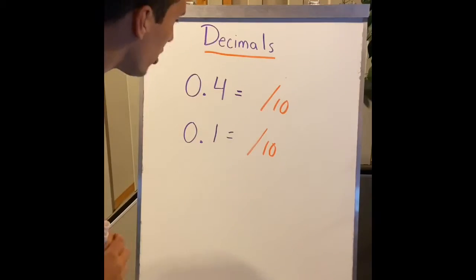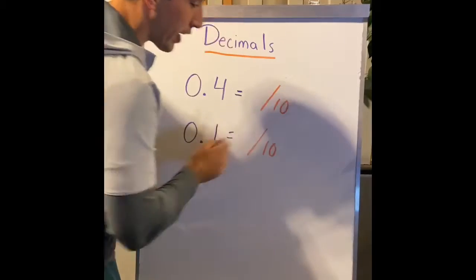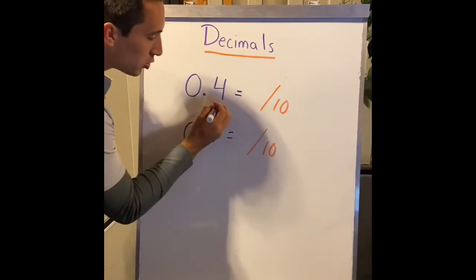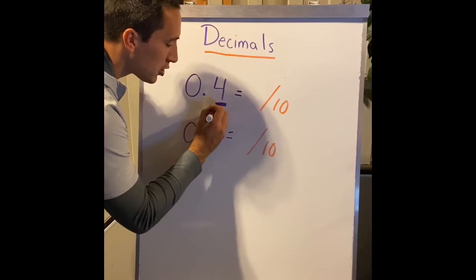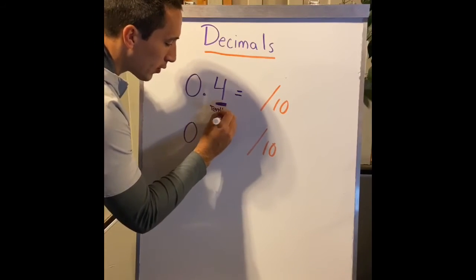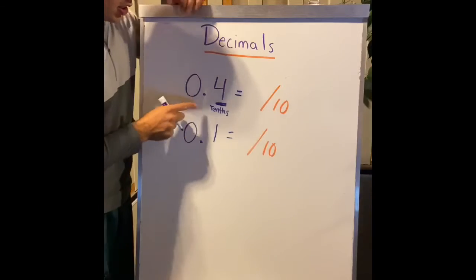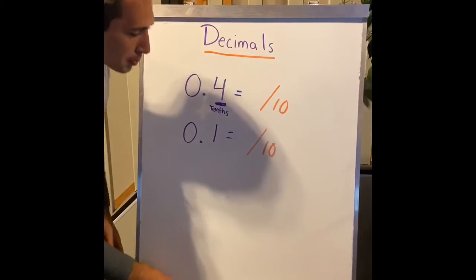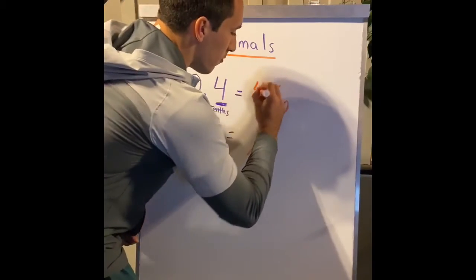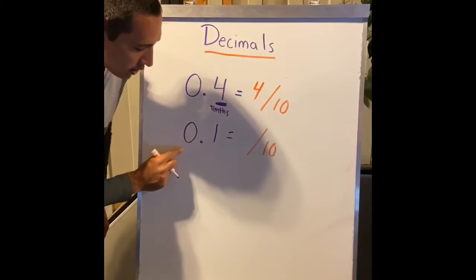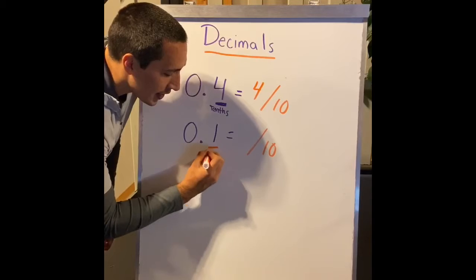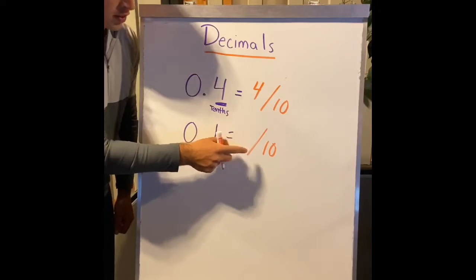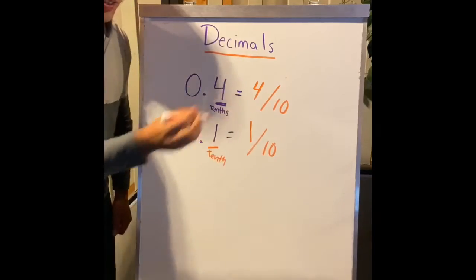Real quick, I'm going to show you how to change the decimal into a fraction. It's basically the same thing we're doing, just in reverse. So we know right here, this is the tenths place. Remember, one place to the right is the tenths place. So we have 4 tenths. So our answer should be 4 tenths. Now on this one, we would have 1 tenth. So what should our answer here be? That's right, 1 tenth.